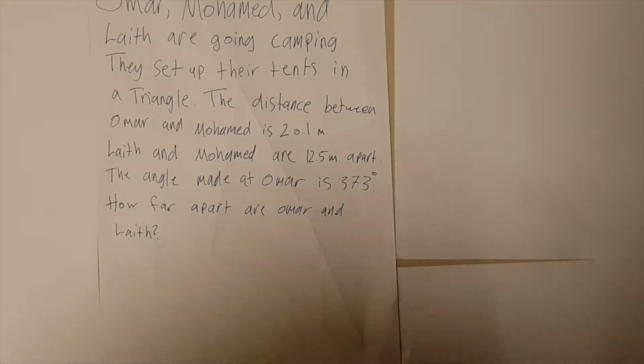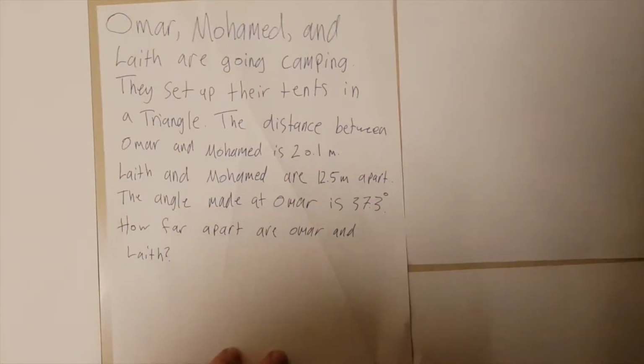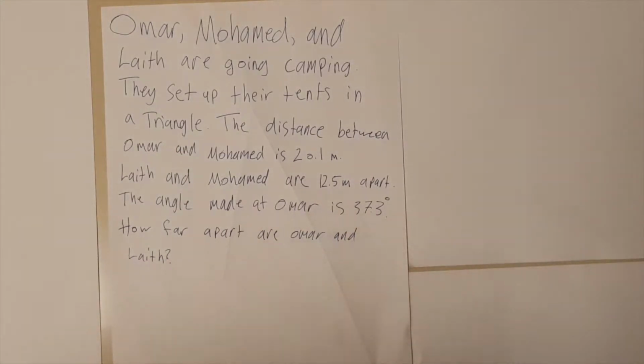Welcome to an ambiguous case practice problem. Starting off, our question says, Omar, Muhammad, and Laith are going camping. They set up their tents in a triangle. The distance between Omar and Muhammad is 20.1 meters. Laith and Muhammad are 12.5 meters apart. The angle made at Omar is 37.3 degrees. How far apart are Omar and Laith?